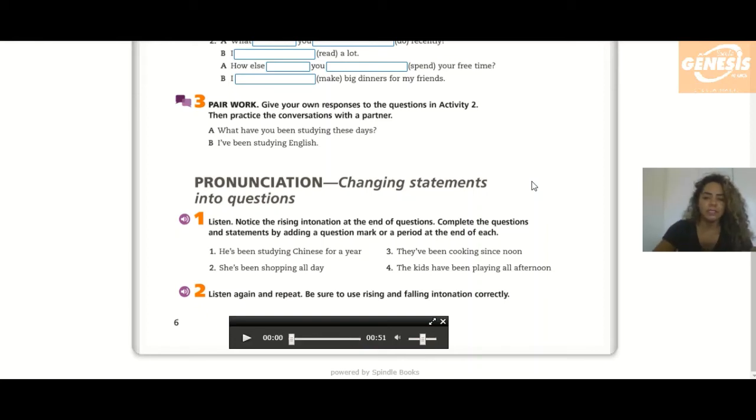So as you can see, they contract the form. So instead of saying I have been, you say I've been. So it's much easier for you to speak like this, and it's natural. So if you want to improve your pronunciation, you have to do contractions. All right? And then you can listen again and do it again.